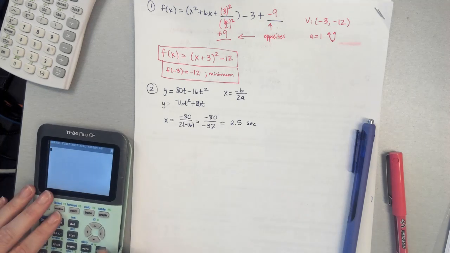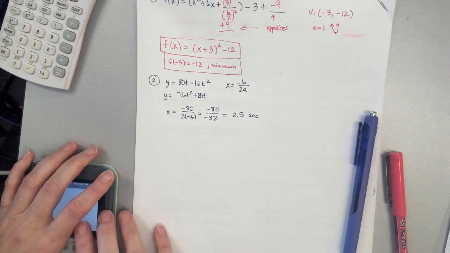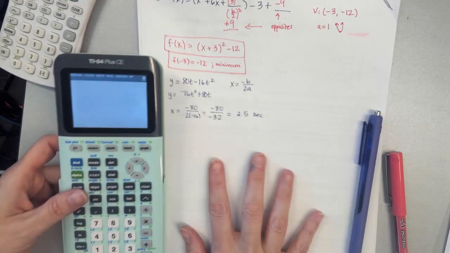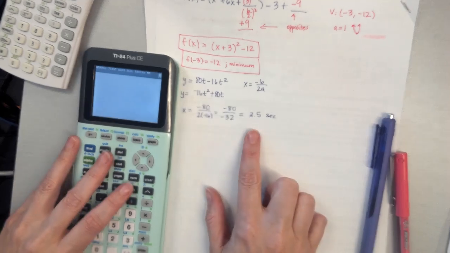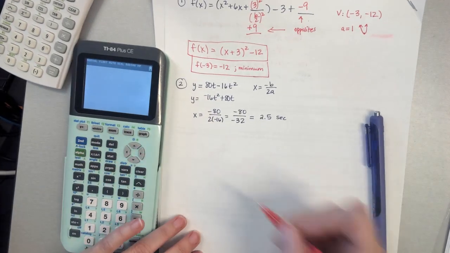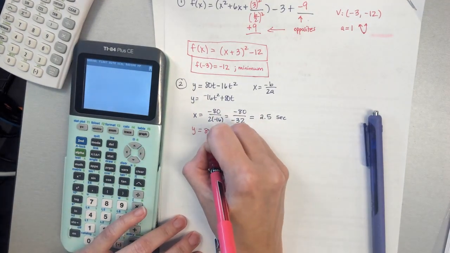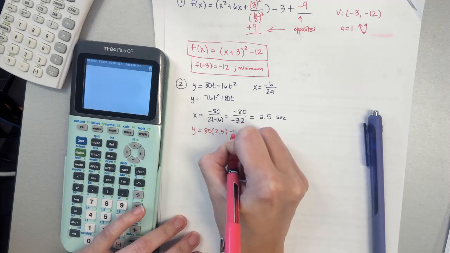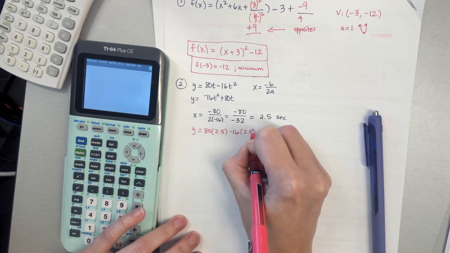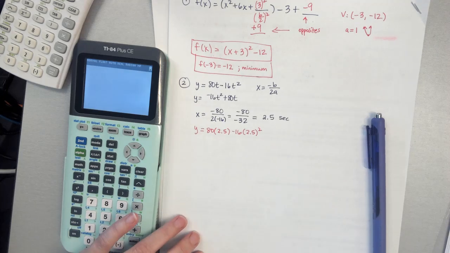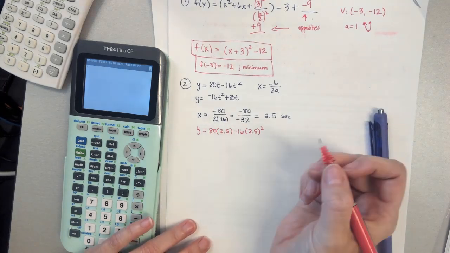Should we race? You guys graph it? Should I do that part? And then from there, once you know that it's 2.5, you're just going to plug it back in. So 80 times 2.5 minus 16, 2.5 squared. And you can plug all of that into your calculator to find the output, which is what?